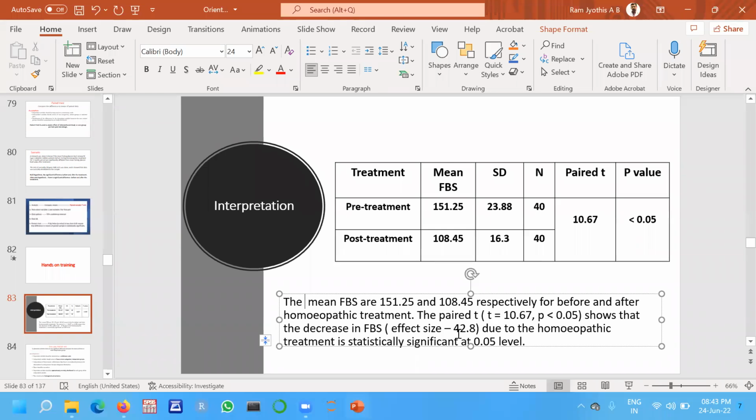So the effect size is the difference, isn't it? 151.25 minus 108.45. So that is the effect size, 42.8 due to homeopathic treatment, that is statistically significant at 0.05 level. So this is how you have to write the result part in your study. This is synthesizing from your output. Hope you understand this paired t test: analyze, compare means, paired t test. So that is the algorithm.